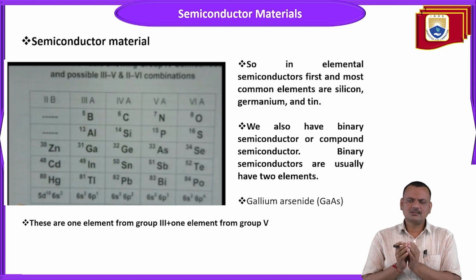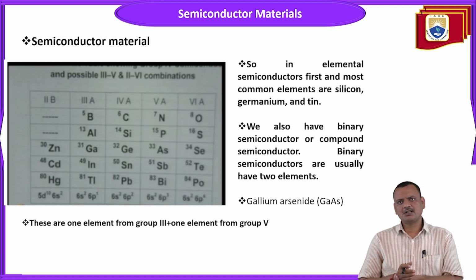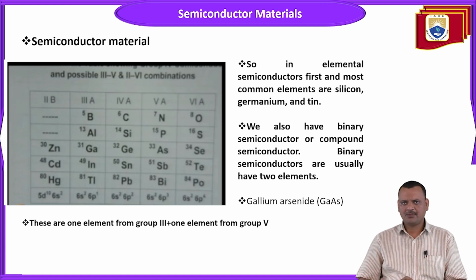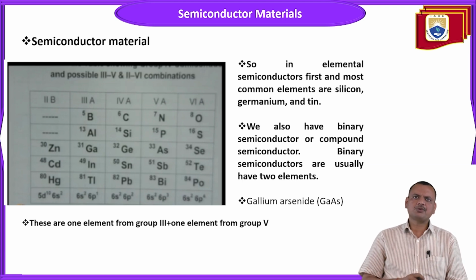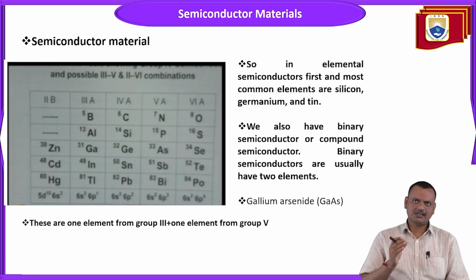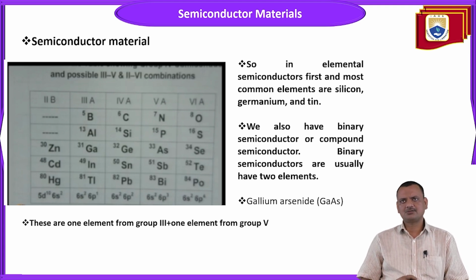And these elements will show the semiconducting property in their own form, in their natural form. If there is no impurity at all in a silicon crystal or germanium crystal or tin crystal, they will still show the semiconducting nature. So that's why it is written: in elemental semiconductors, the first and most common elements are silicon, germanium, and tin.